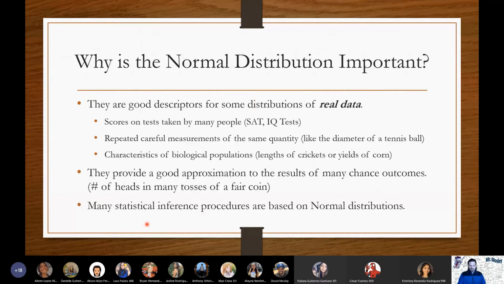Many statistical inference procedures are based on normal distributions, right? That's the other reason why they are useful. So these are some reasons why they become useful and why it's something that is studied in statistics: we can pull a lot of data from it and it models a lot of real life situations. Not everything will be modeled by a normal distribution, but there's a lot of things that will.